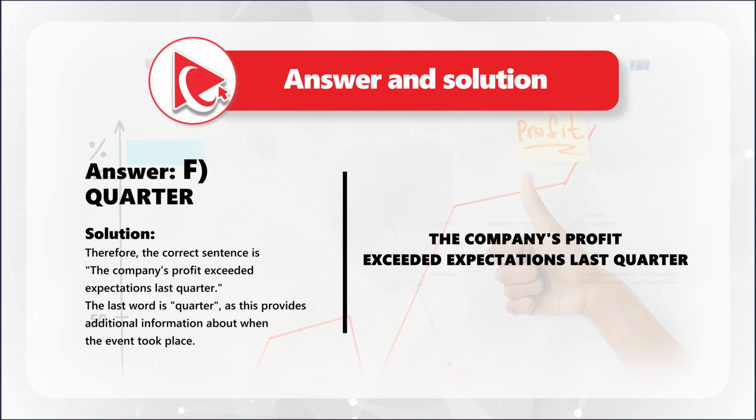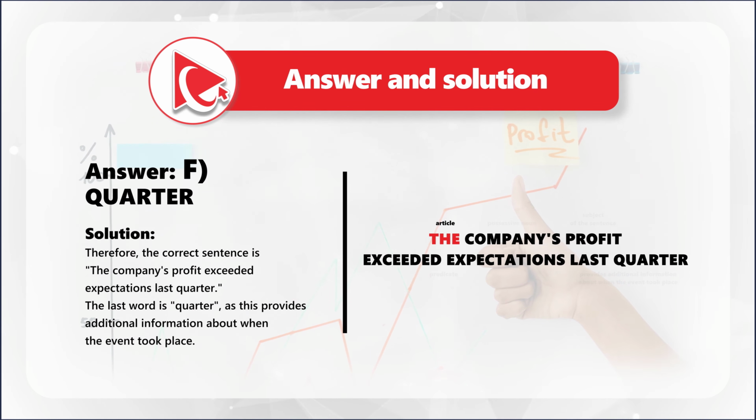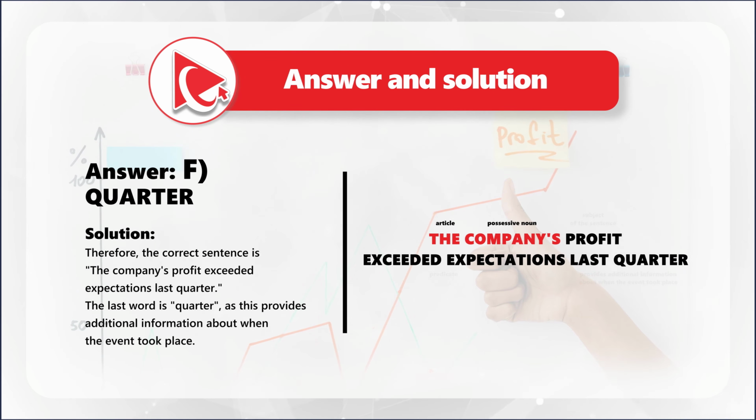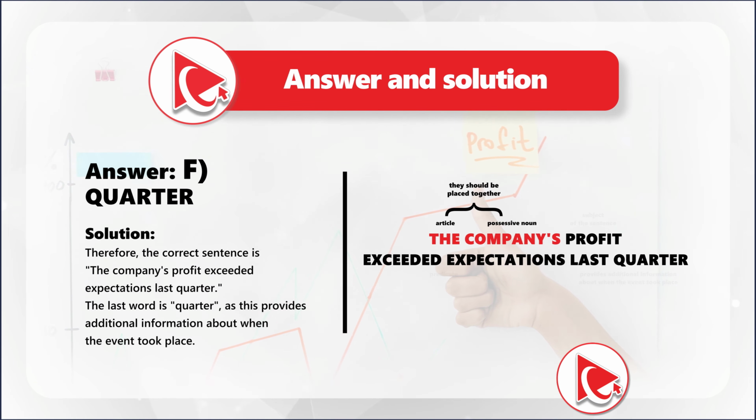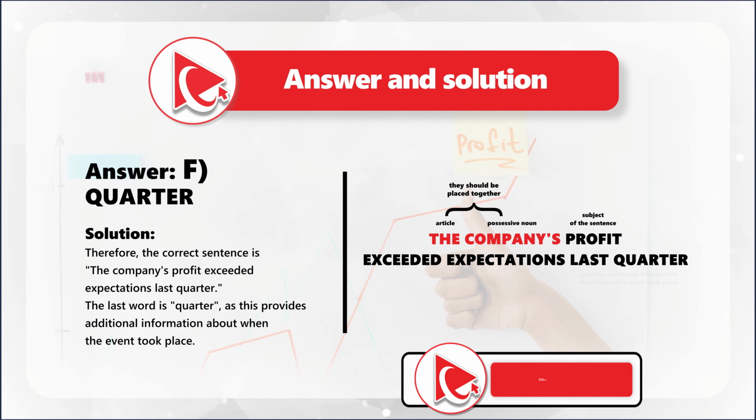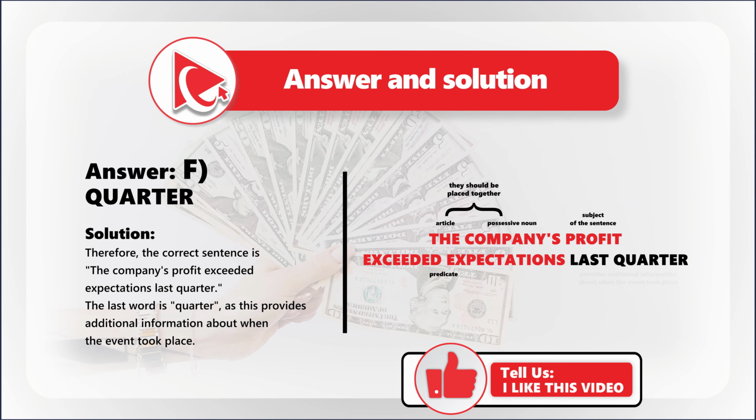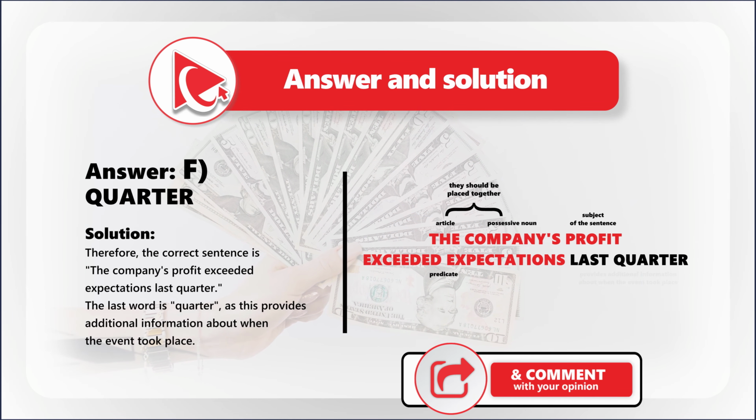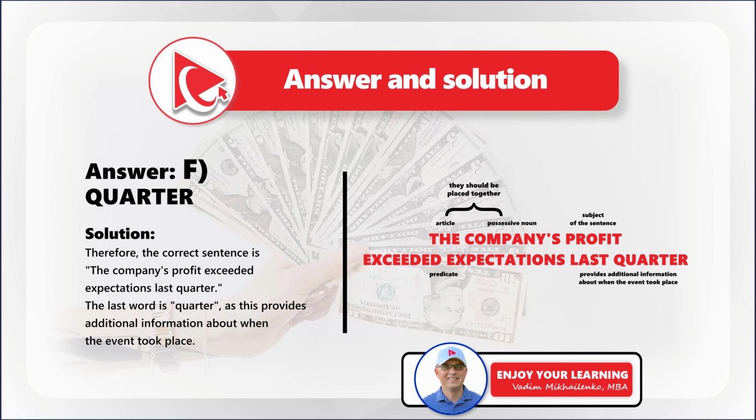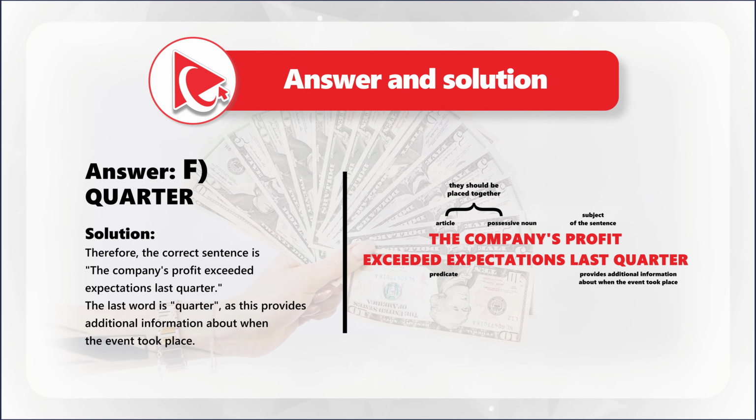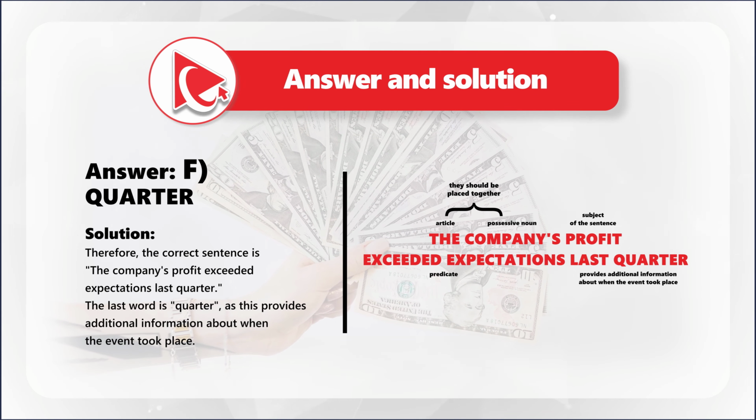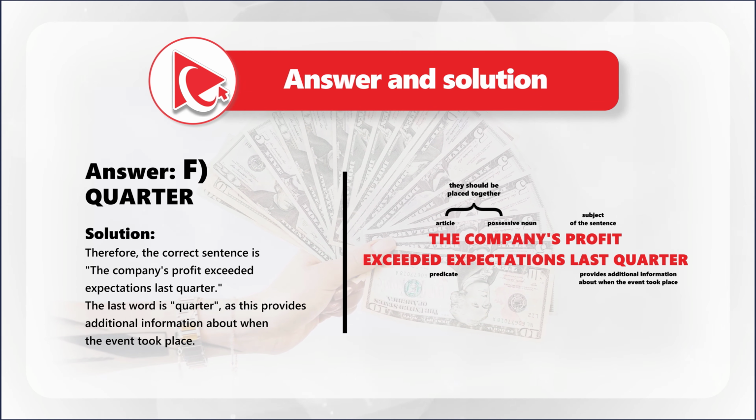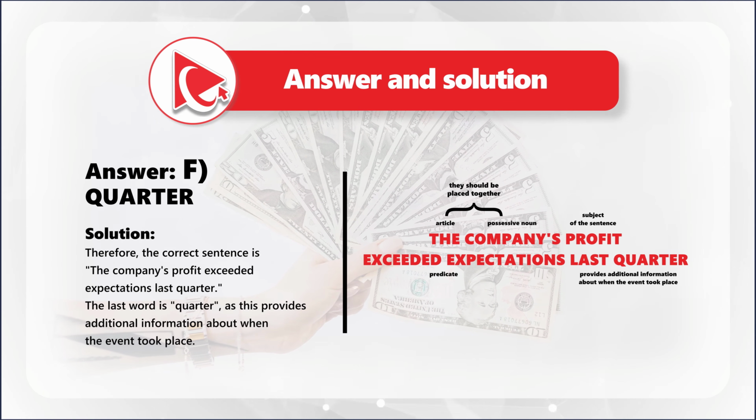The correct sentence is built by using an article, the, and possessive noun, companies. The companies. In a typical sentence in English, they should be placed together. Profit is the subject of the sentence, and exceeded expectations is the predicate. Last quarter provides additional information about when the event took place. So the correct sentence here is the company's profit exceeded expectations last quarter. The last word in this sentence is quarter. So the correct answer here is F, quarter.